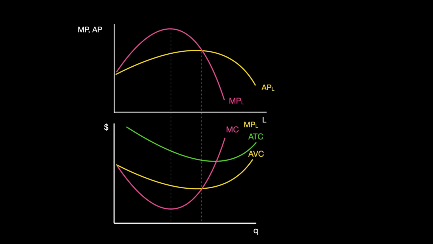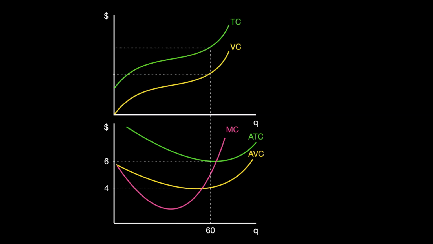This graph captures the relationship between marginal product and marginal cost. When marginal product increases, marginal cost decreases. When marginal product hits its max, marginal cost hits its minimum. Then, as marginal product begins diminishing, marginal cost begins increasing. Marginal cost is the mirror image of marginal product. Also, for the same reasons, average variable cost is the mirror image of average product.